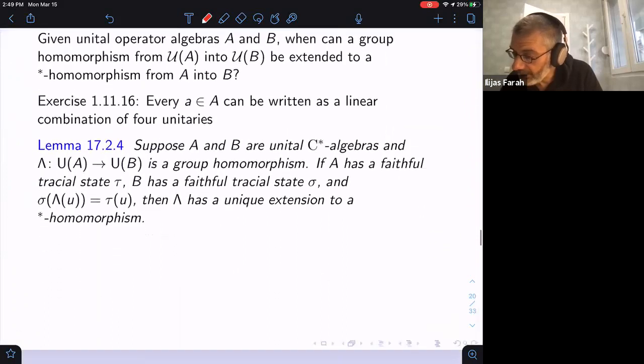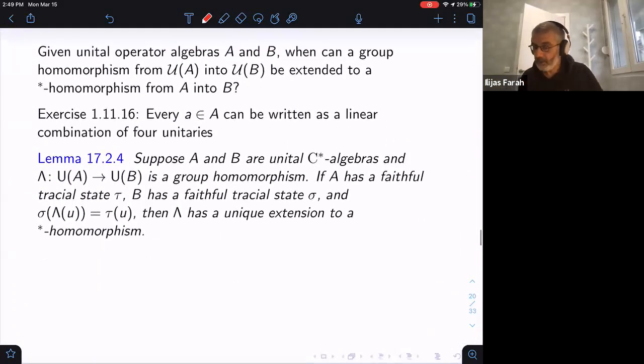And here is a lemma that we are going to use that goes back to the A. So this was his trick why he was able to work with 2-1 factors and prove that isomorphisms between unitary groups extend to isomorphisms between algebras. So suppose that A and B are unital C*-algebras, and lambda is a group homomorphism between unitary groups.